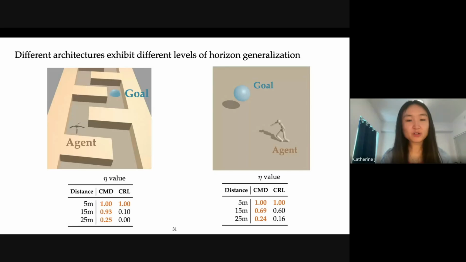And all these numbers are showing the ratio between the successes evaluated at 2H versus trained on H. For example, if we look at the 15-meter row on the left, the CMD algorithm retains 93% of the success if we evaluate on a goal 30 meters away versus one 15 meters away.